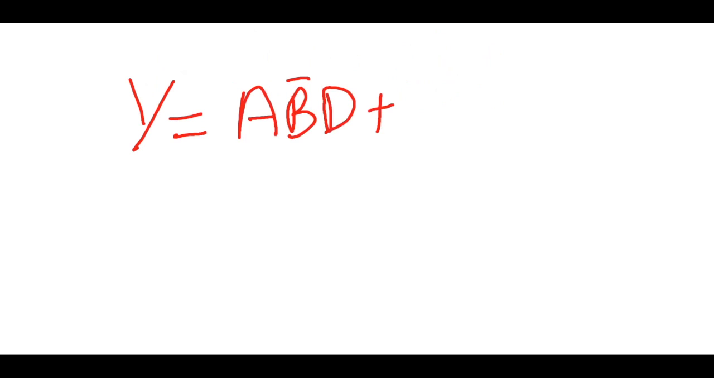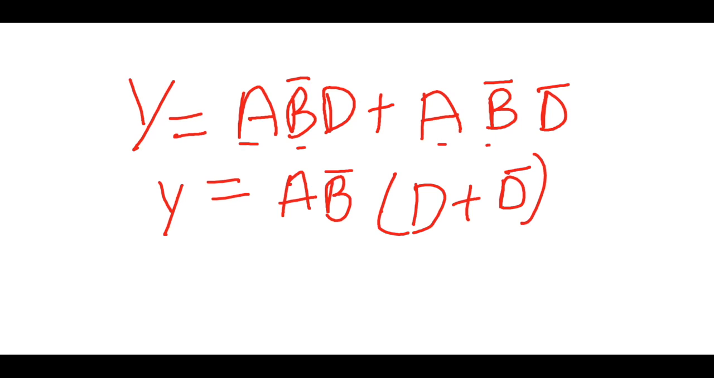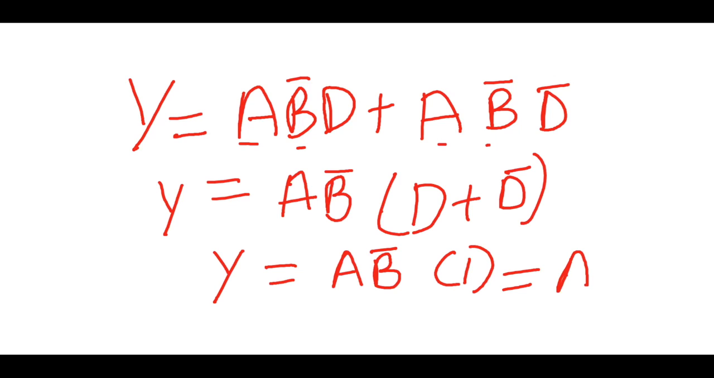So our first expression is, Y is equal to AB bar D plus AB bar D bar. So simplify this expression. First I'm going to take AB bar common, because I can see AB bar. So I'm left with D plus D bar, which is AB bar times (D plus D bar). D plus D bar is 1, so my answer is AB bar.